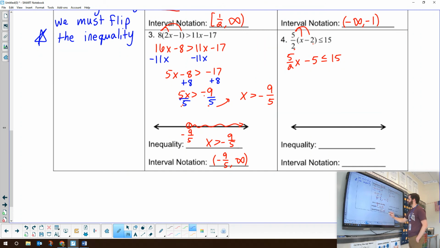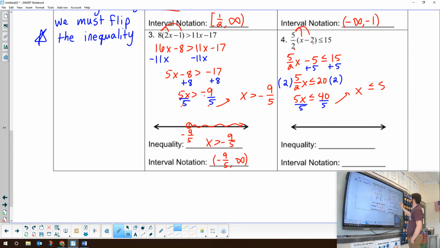And then now I'm going to add 5 to both sides, and we're going to get 5/2 x is less than or equal to 20. And then I'm going to multiply both sides by 2 to get rid of that fraction. And we're going to end up with 5x is less than or equal to 40. Then lastly, if I divide both sides by 5, I'm going to get x is less than or equal to 40 divided by 5 is 8. So that's going to be my inequality. X is less than or equal to 8.